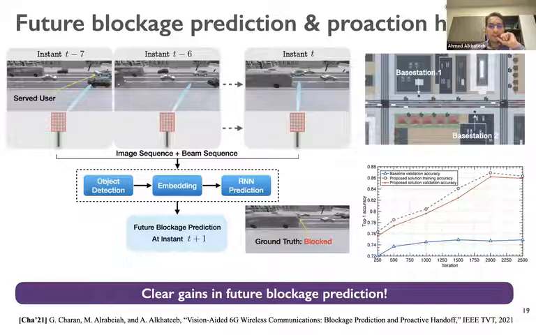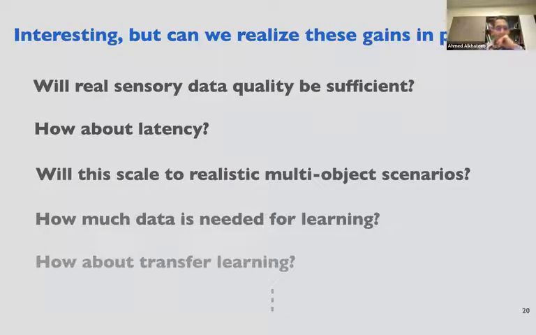We also extend this to a problem like blockage prediction. If we know the beam information as well as the visual data, can we use this to predict if this line of sight link is going to be blocked or not in the future? We show some gain. But then the question that we kept facing is, this is interesting, but is this realistic? How can we realize these gains in practice? Can we really extend these solutions to real sensors, and how much will the quality of the real sensory data affect the performance of these solutions?